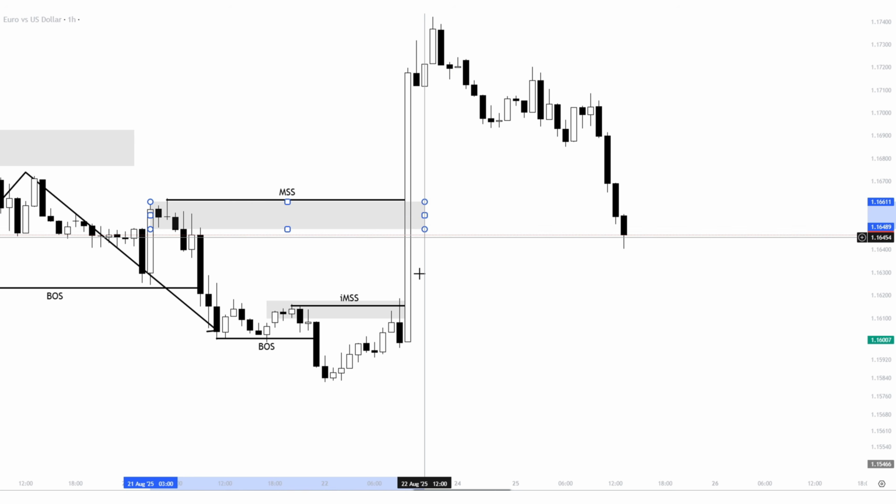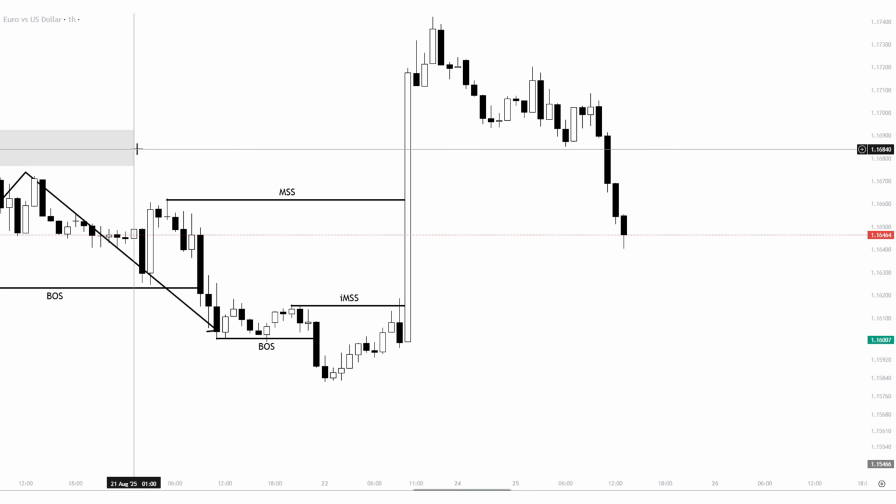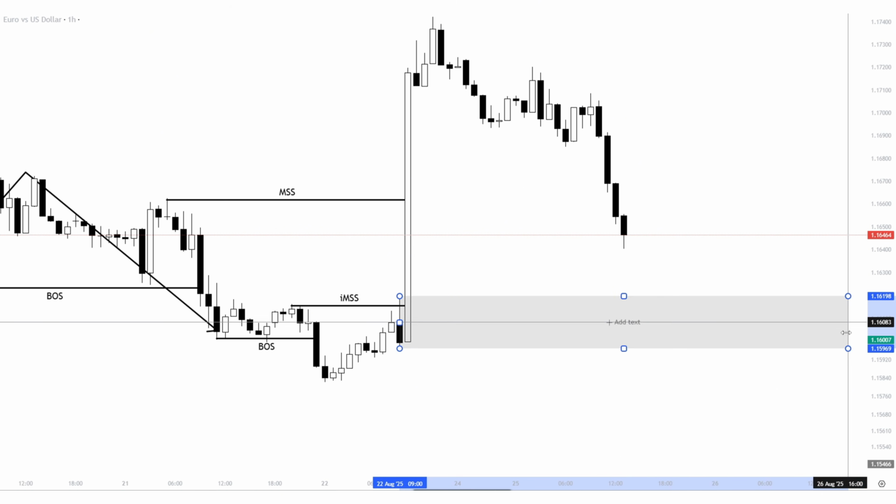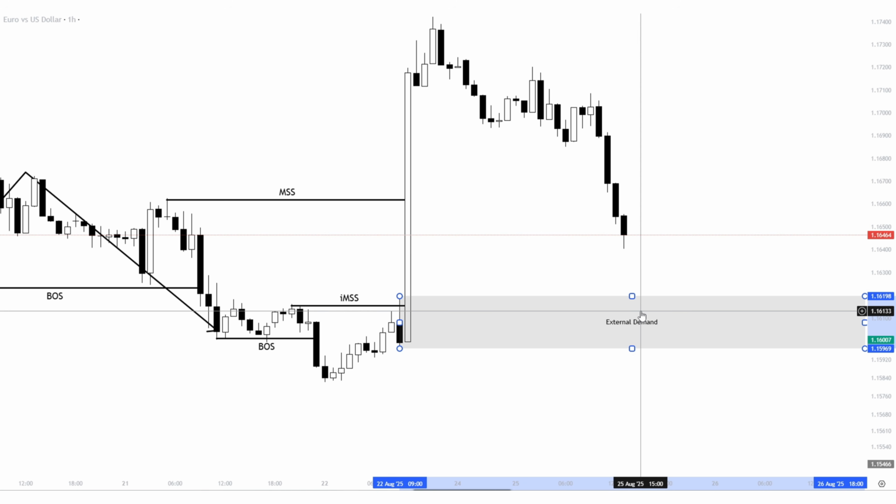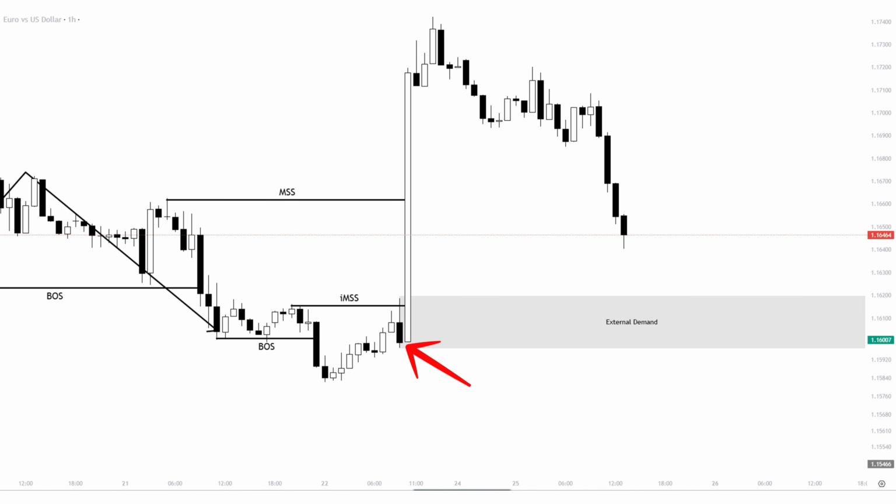Now let's check up on the chart. I will clean this up a little so it won't confuse us. Now if we apply what I've said before, we would now be looking for a demand zone. And in this price action, it should be here, which is exactly the last candle before this massive impulse to the upside. This being the external or high time frame demand.